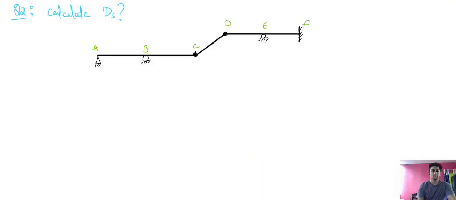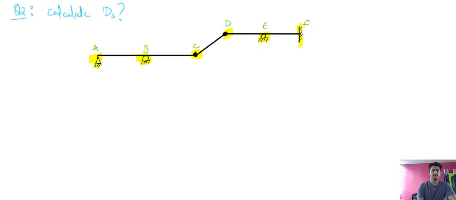Now in the second numerical we need to calculate the degree of static indeterminacy. Here is the beam that has been given. Here there is an internal hinge, a roller, and a fixed end. So how will you calculate? There is no loading given, so this is the case of a general loading system.